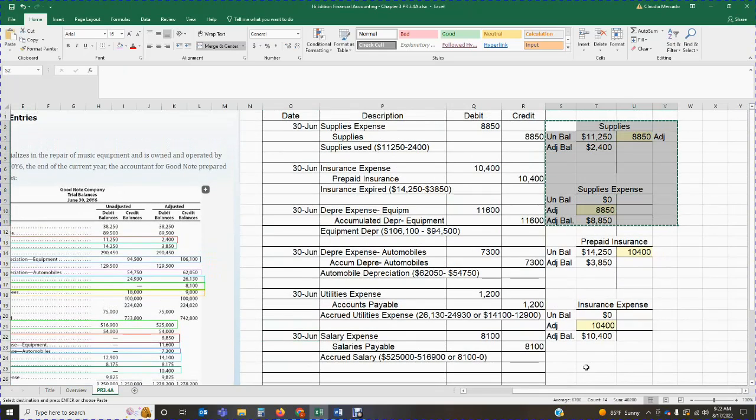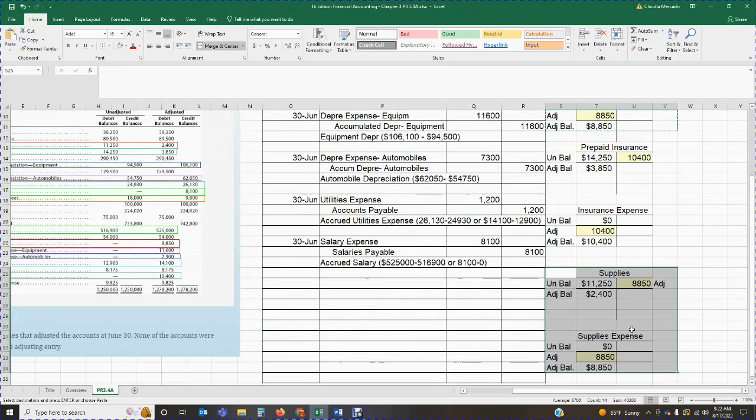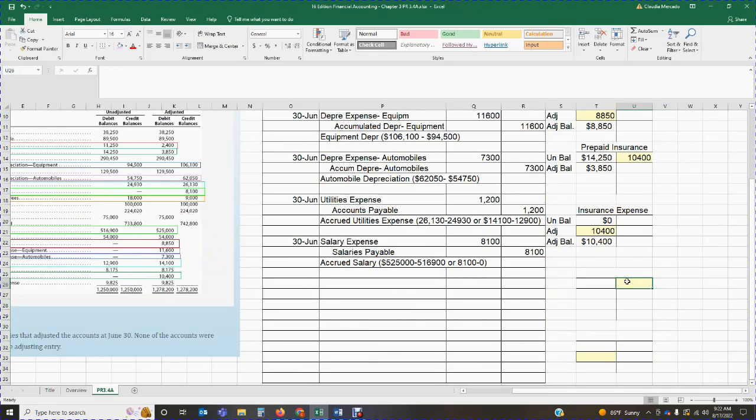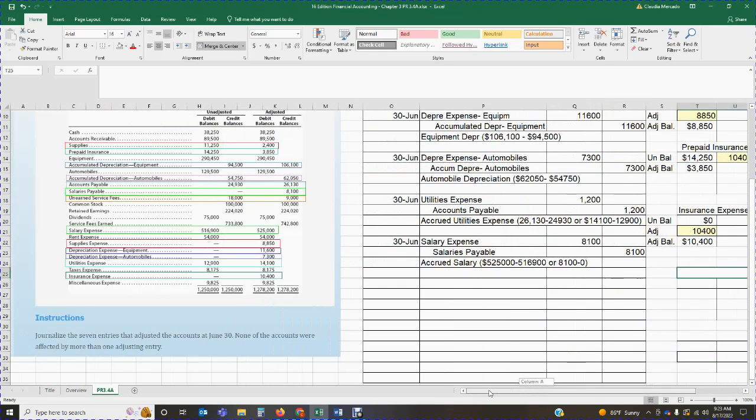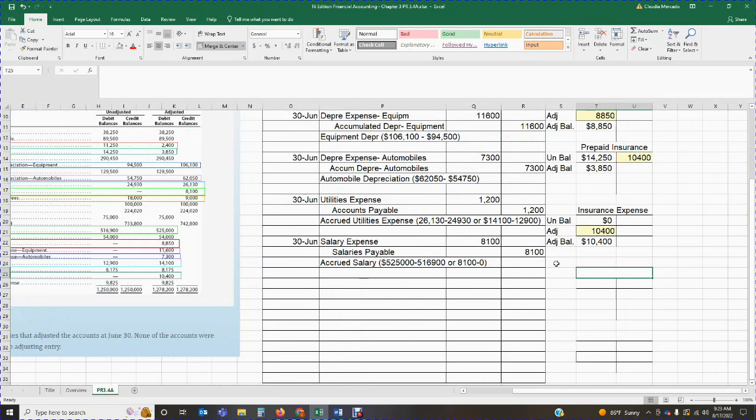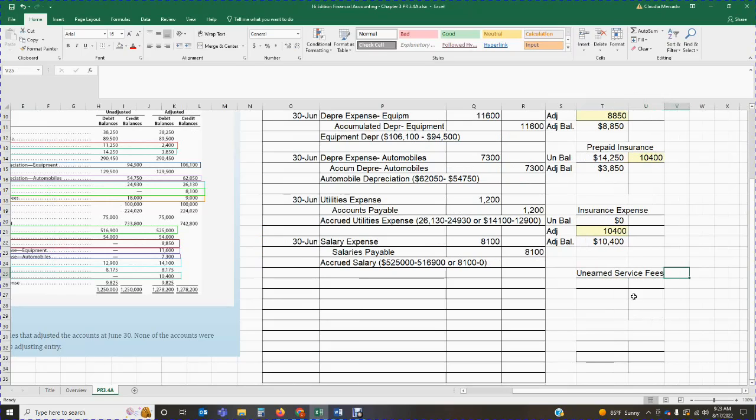I'm just going to copy the formatting and then I'll change up everything else. No fill and no fill. So let's look at our unearned service fees. Unearned service fees had a credit balance of $18,000. This is my unadjusted balance.